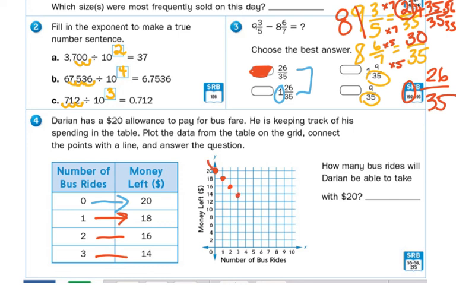I'm going to connect those dots as best I can. How many bus rides will Darian be able to take with $20? Well, it looks like it's 0. He'll have 10 rides.